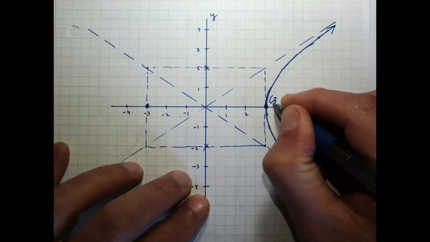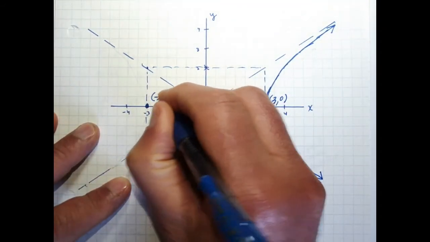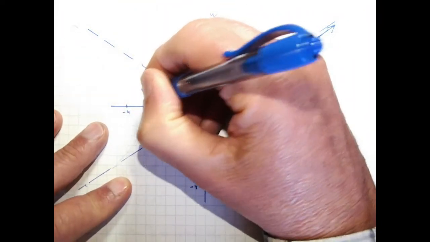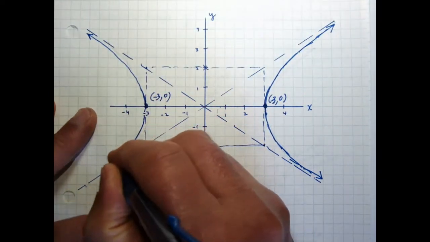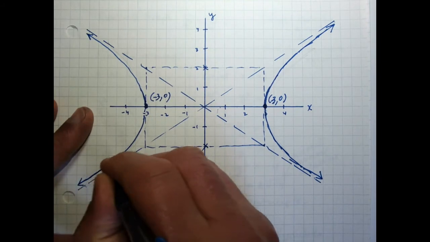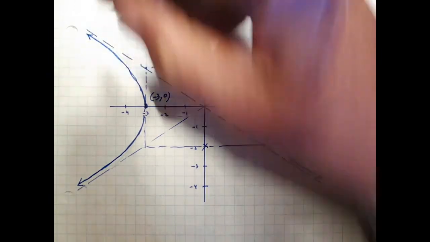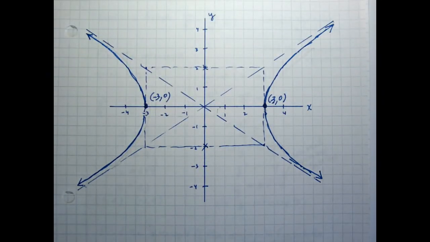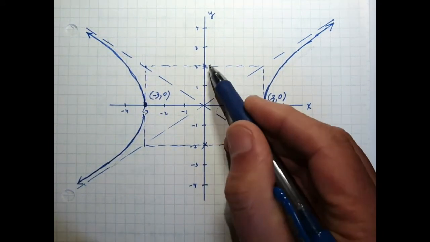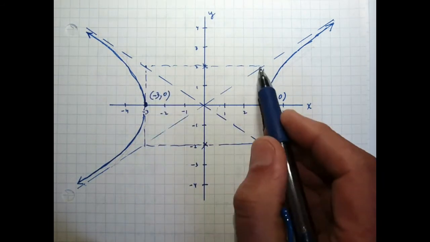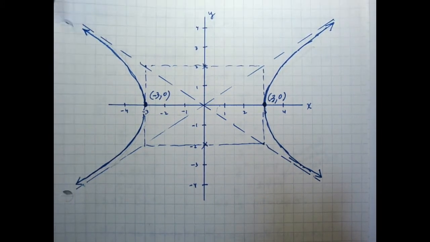Make sure we don't forget we got 3, 0 as a vertex. Here we got negative 3, 0. And the other branch is just to the left here. Okay, there's my hyperbola. I got it sketched with the asymptotes and the vertices in the picture. So that 2 and negative 2 on the y-axis, they helped me draw the rectangle, but they're not actually points on the hyperbola that we want.